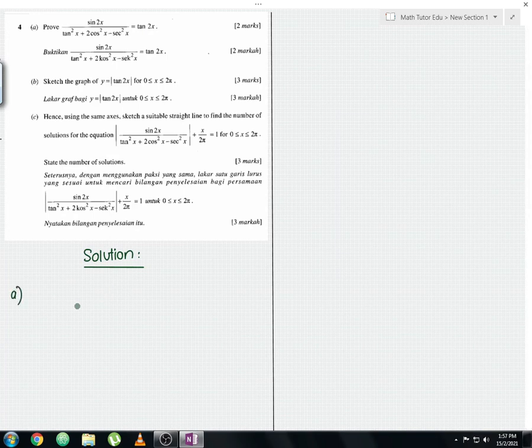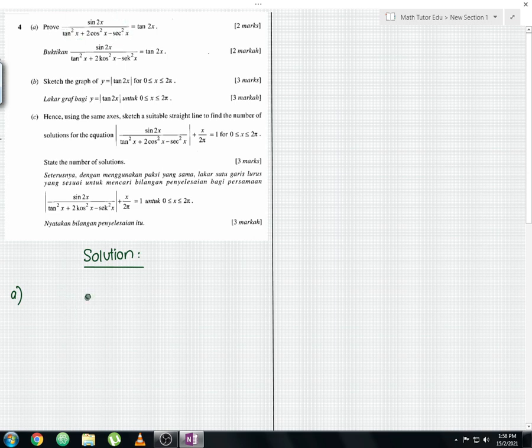For question part A, it is advisable to come up with the equation where the left hand side is equal to the right hand side, to make the calculation easier for us. So in this question, we're going to prove that the left hand side equation is equal to tangent 2x. Okay, so let me write down this left hand side equation in the working here.